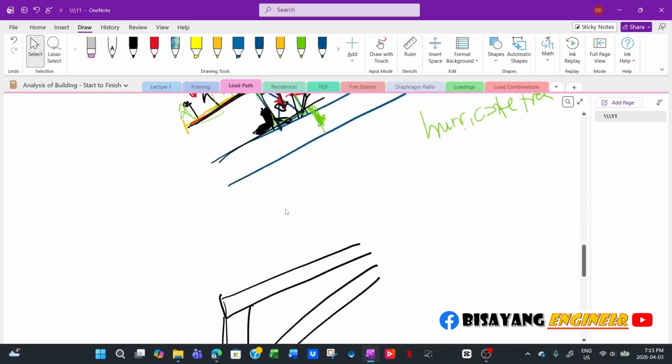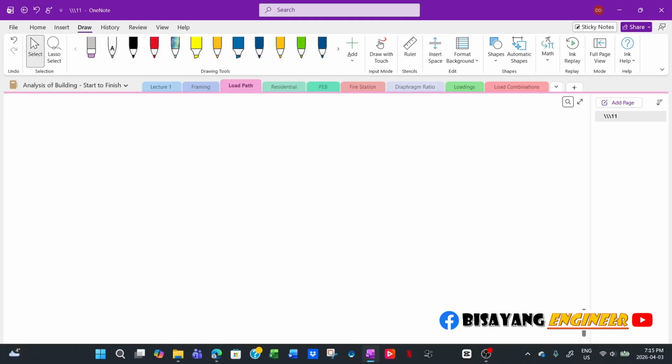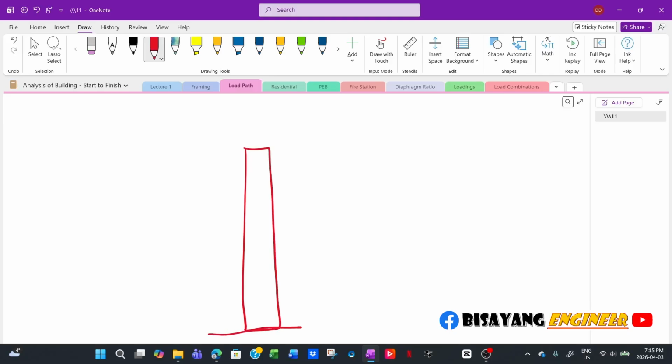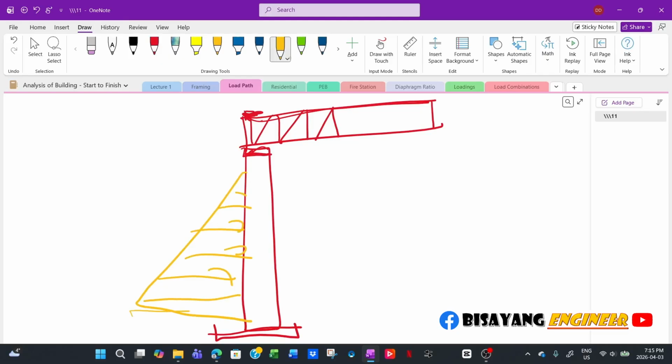And then we will draw that one again. So you will have your footing and the basement walls. This is your footing. And then this is your trusses, right? This is your trusses, and this is your bottom plate here. Now you have a lateral force acting in this direction. So you have the lateral force.